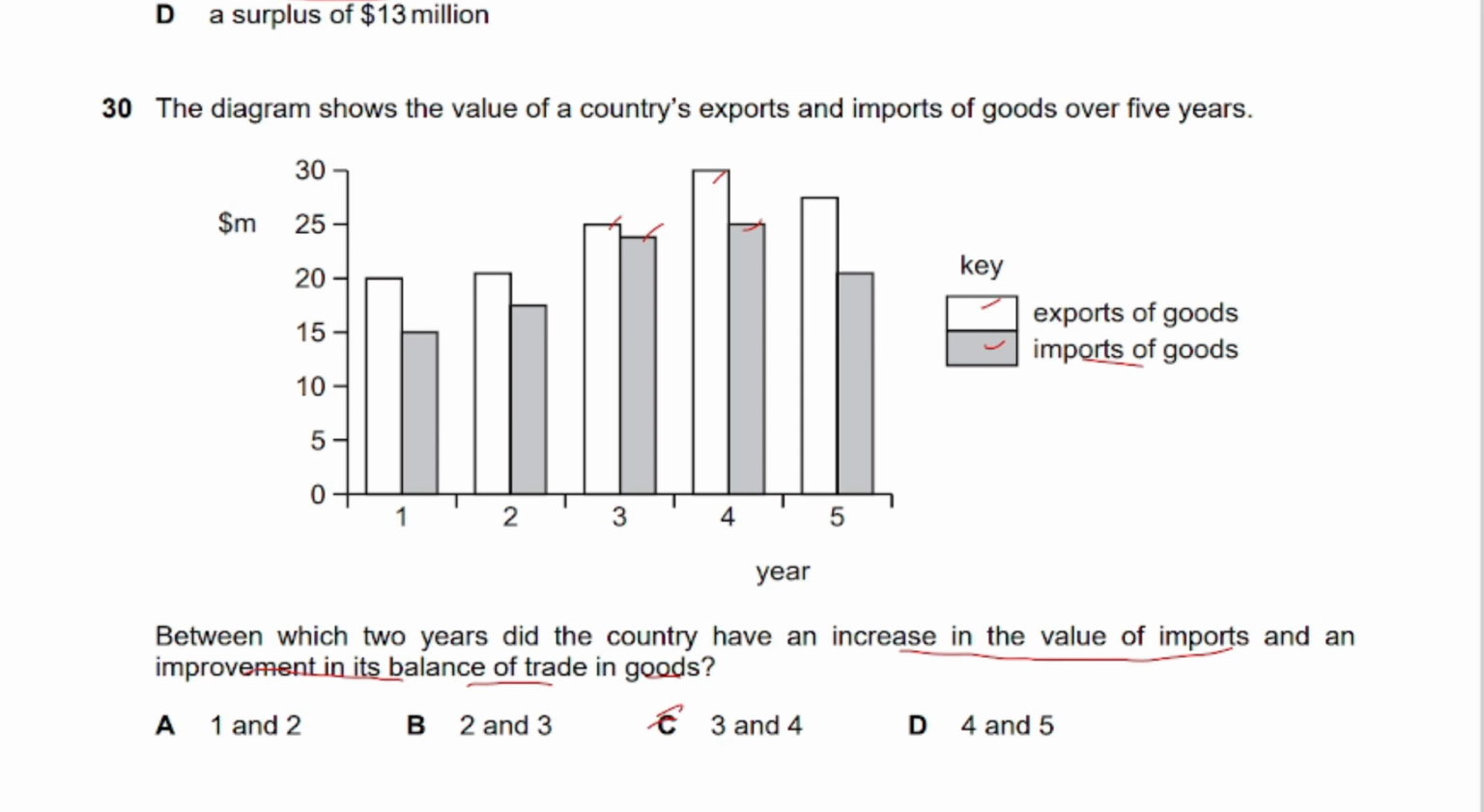Although we are in surplus at all times, in year 1 exports are more than imports, and in this year exports and imports are again showing the same trend. However, the highest increase in the value of imports is in years 3 and 4. So option C is the correct answer.